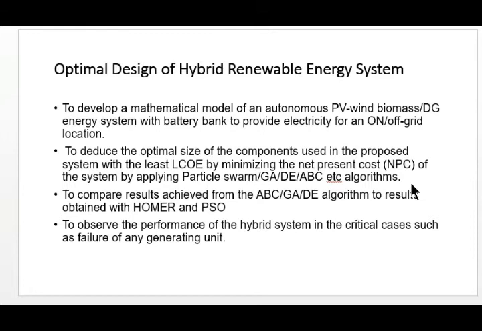There will also be a series of lectures that will consist of the simulation of a renewable hybrid system using HOMER, and then all the results will be compared with each other, the HOMER with the PSO, the ABC and GA and so on. So at the end we will observe the performance of the hybrid system in critical cases such as failure of any generation unit, maybe the PV, the wind or the DG or whatever.